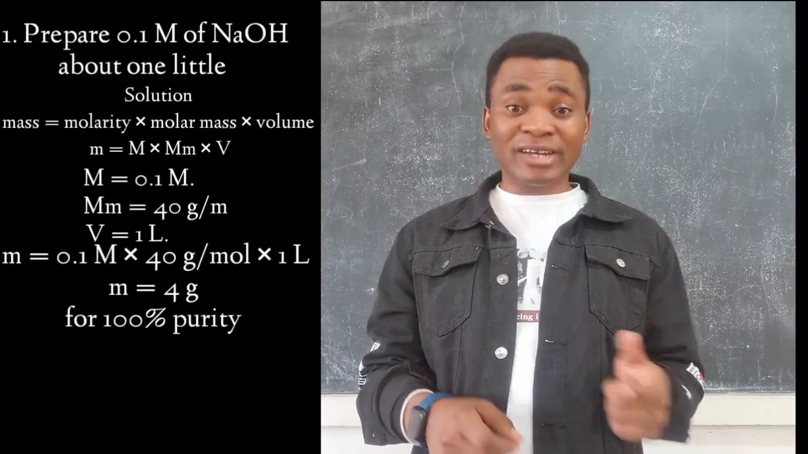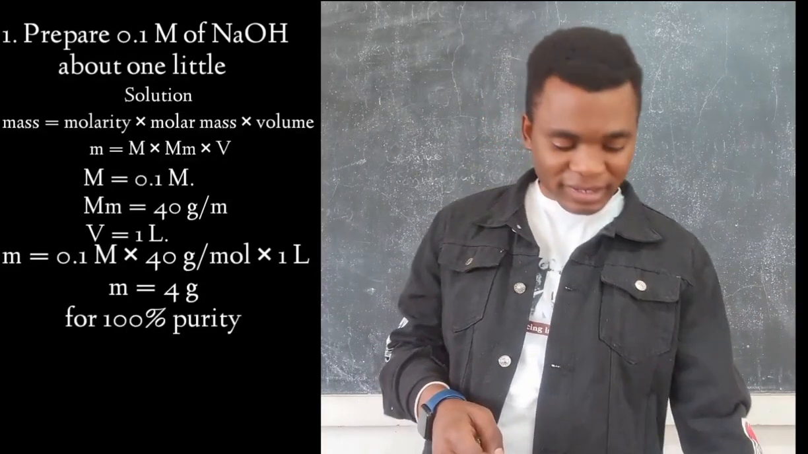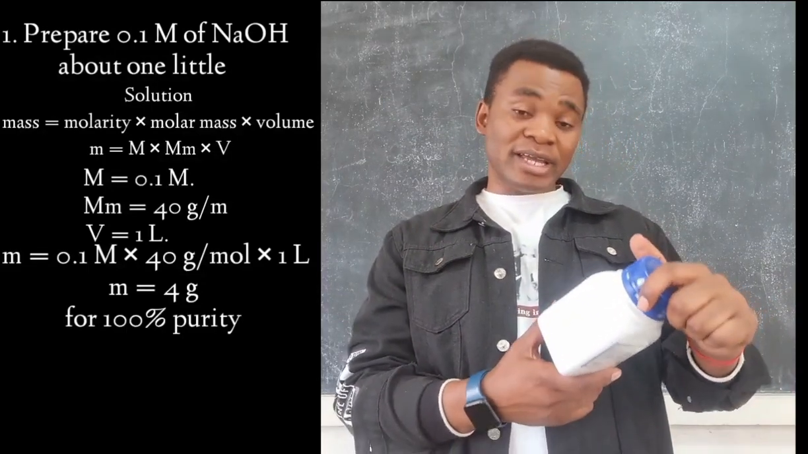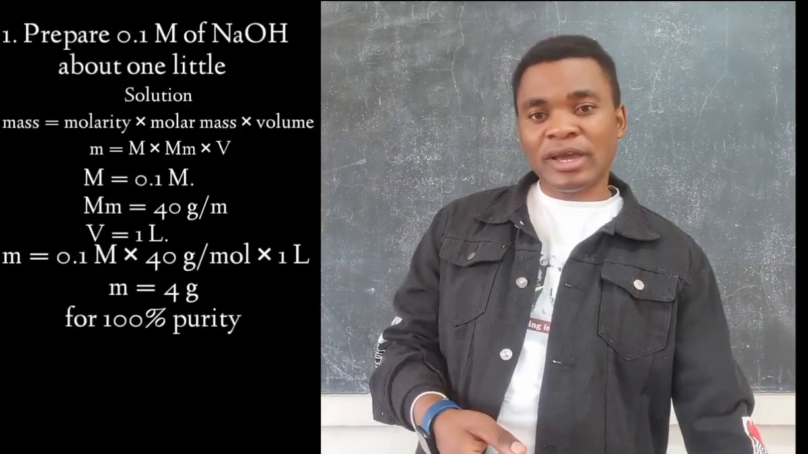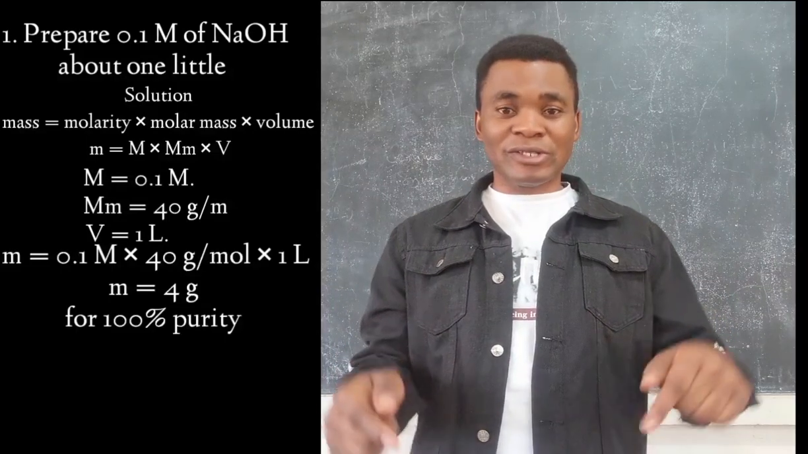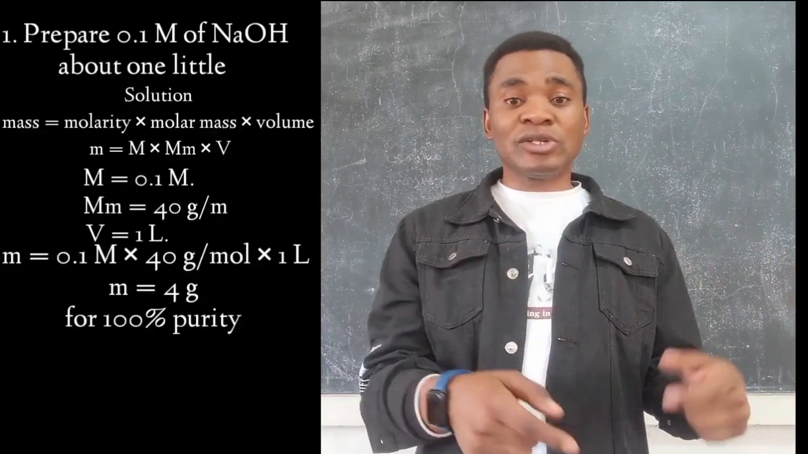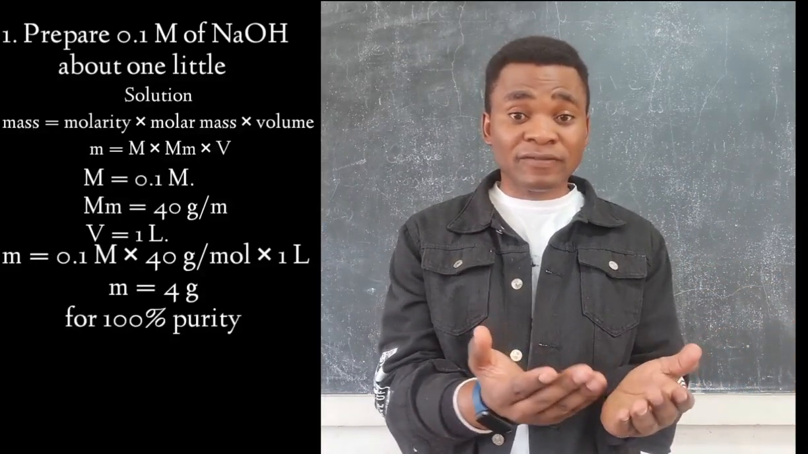This is okay directly if your chemical is 100% pure. But mine here says it is 97% pure, so it's not 100% pure. This means in these 4 grams of sodium hydroxide, there is other material mixed in, so it is not pure sodium hydroxide. So when you measure this 4 grams, the sodium hydroxide will be less than 4 grams.